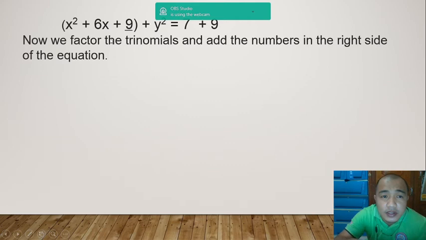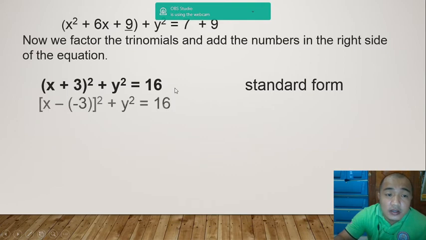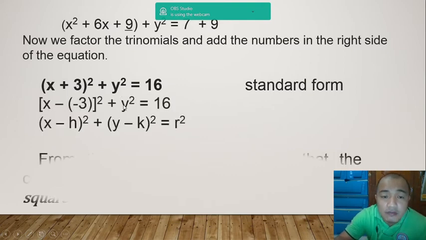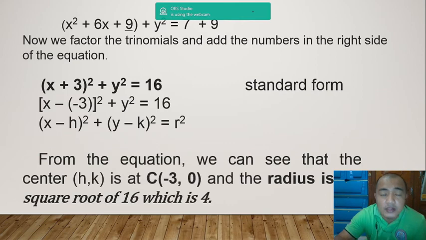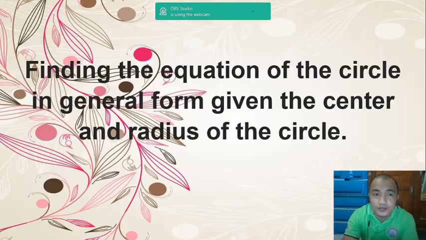Then you factor this trinomial, which is x plus 3 quantity squared plus y squared equals 16. So from the general form, it becomes standard form. And from the standard form, the center is negative 3, 0, and radius is 4. Ayan. Same answer as in our example in number 1, letter C.